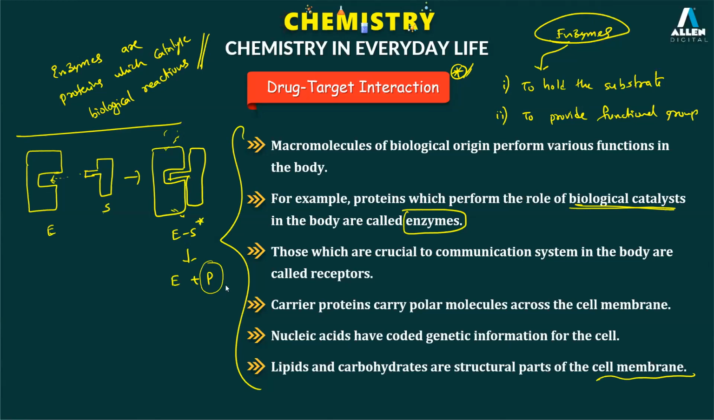The point is that enzymes have two functions: to hold the substrate and to provide functional groups for the substrate to react. The enzyme and substrate react with each other to form an enzyme substrate complex, which converts into products and enzyme. If the product concentration is more, it might be dangerous. In that scenario, what can I do? I can stop the substrate from going and binding to this particular enzyme.